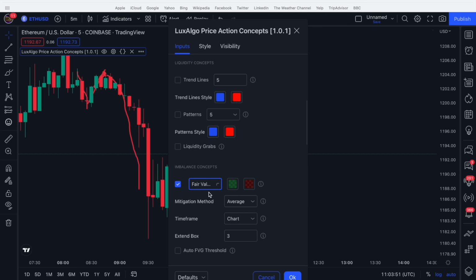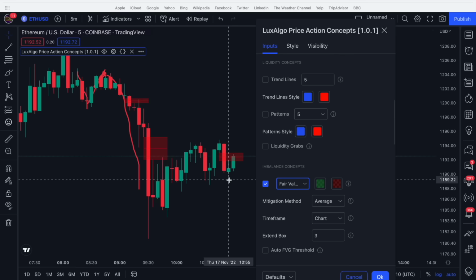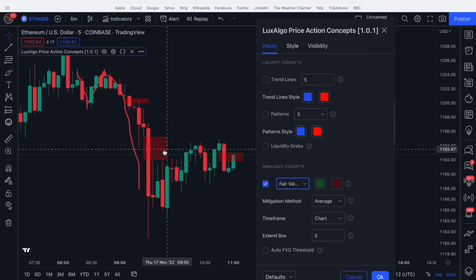Now, let's turn back on fair value gaps and let's look at the mitigation method. As previously mentioned, this is mitigated once an imbalance area has been filled, and you can determine the condition for when these disappear. So for example, at the moment these fair value gaps will disappear when the price revisits and crosses the average. I've got it selected as average. So when it crosses the midline and it's filled and it's revisited that area in the market, it will disappear.